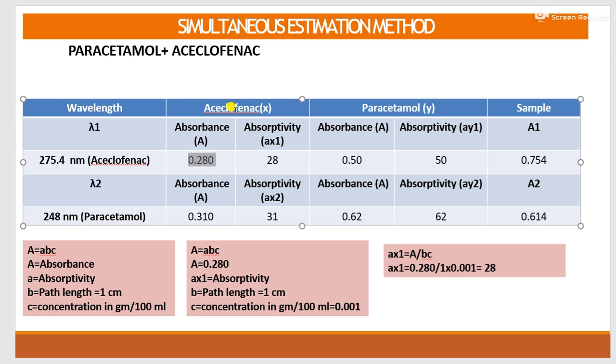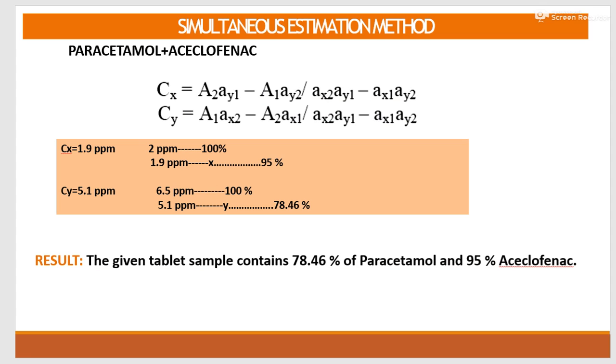Now this aceclofenac solution was 10 ppm. So that 10 ppm you have to convert into gram per 100 ml. So 10 ppm is equal to 0.001 gram per 100 ml, because for calculation of absorptivity the concentration must be expressed in gram per 100 ml. So this value will be 28. So for absorbance 0.280 the absorptivity will be 28. Similarly you can calculate the absorptivity for these values.